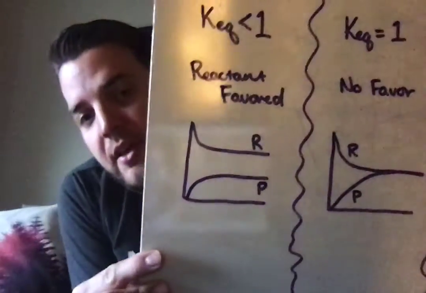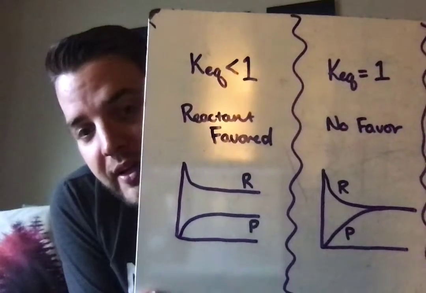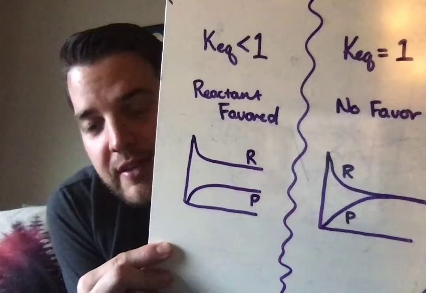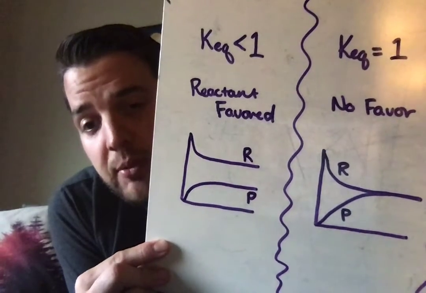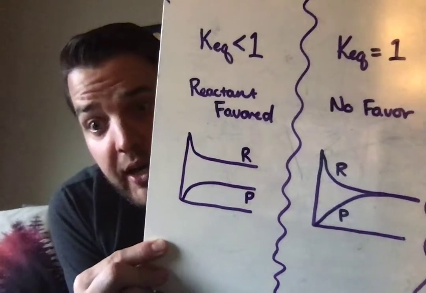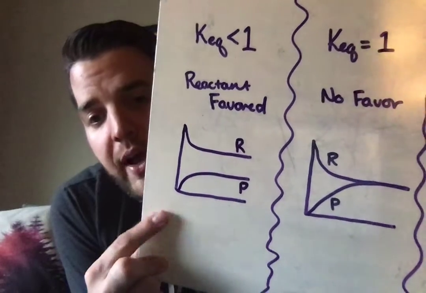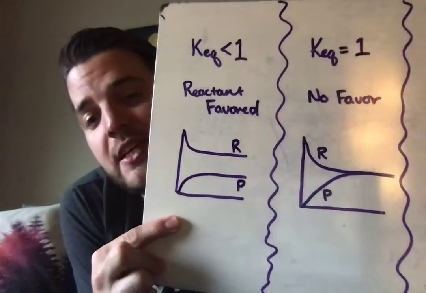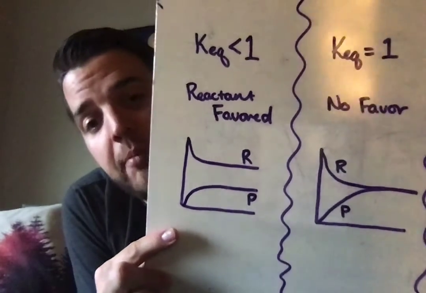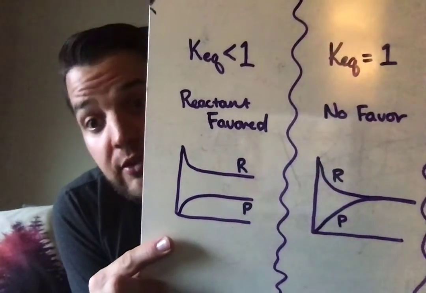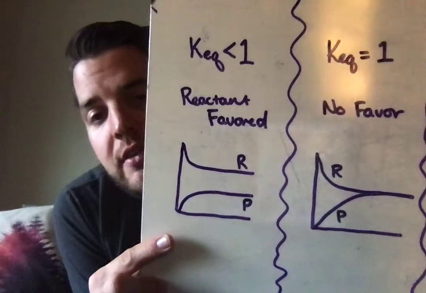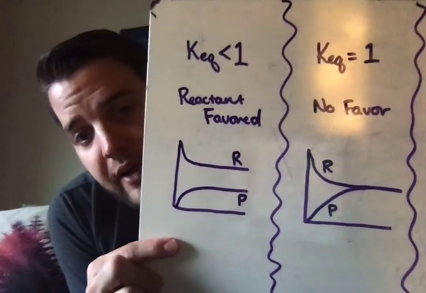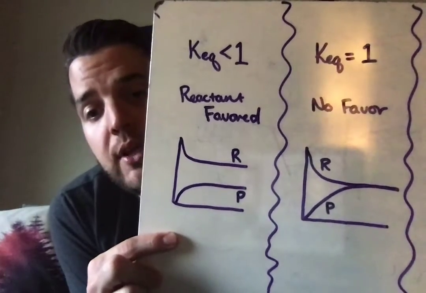So Keq that is less than 1 is something that is considered reactant favored. So what that means is that essentially once it reaches equilibrium, the reactants would be a higher concentration. And so looking at this graph, if the y-axis of the graph was concentration, the x-axis is reaction progress or kind of time, what we would see there is that the reactants would be higher. So a Keq less than 1 means it's reactant favored. That literally means the concentration of the reactant should be higher at equilibrium.